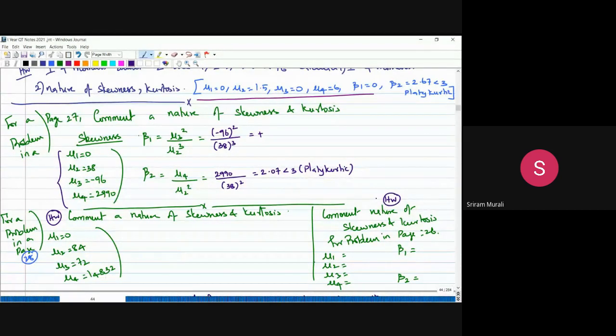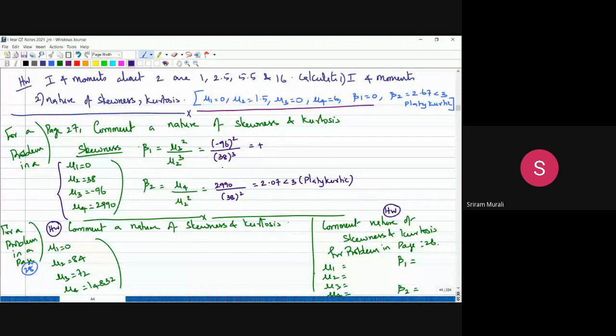So with this I complete one unit in statistics. In the next class I go to permutations. Once I finish permutation, I will go to probability.